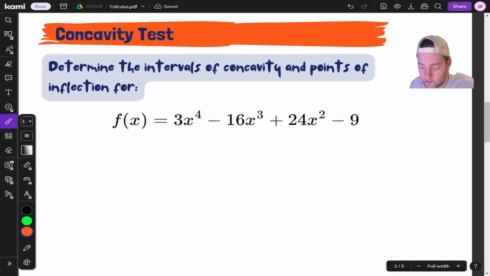So let's go ahead and determine the intervals of concavity and the points of inflection for this function. This is a quartic. Just like in the last example, where we did a cubic for critical numbers.